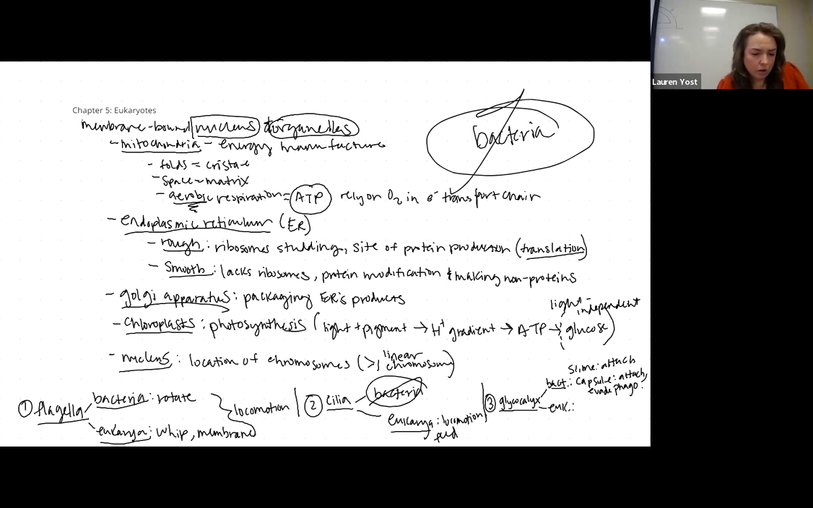For the eukaryotes, they use this as their extracellular matrix. So it's just all of the stuff that helps hold the cells to one another as well as allow for movement.